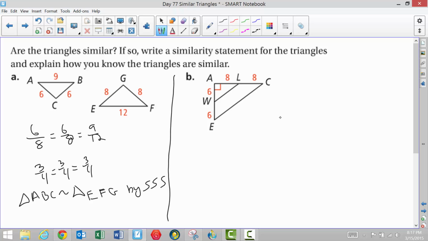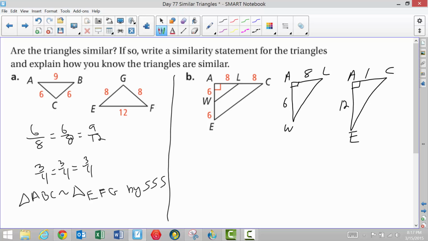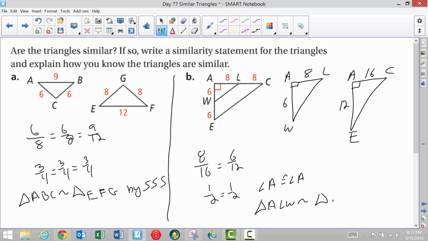Then I have my other triangles. I want to see if they're similar, so I'm going to redraw. There's angle A, W, L. Redraw my second triangle. There's angle A, there's C, and there's E. So A to L is 8, A to W is 6, A to E is 12, and 16. So this is side angle side similarity possible. So I need to check, is 8 over 16 the same as 6 over 12? Well, yeah, a half equals a half. And I have angle A in one triangle congruent to angle A in the other. So these two triangles are similar. So I have triangle ALW similar to triangle ACE by side angle side.